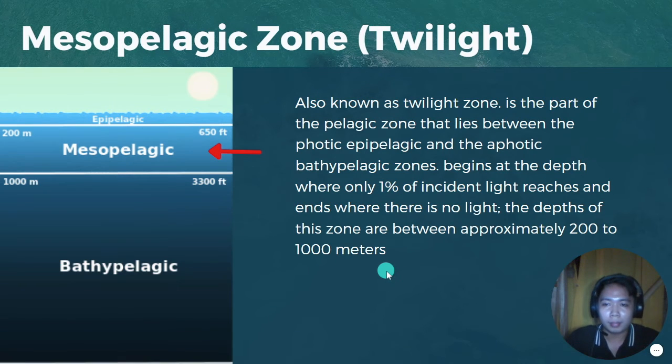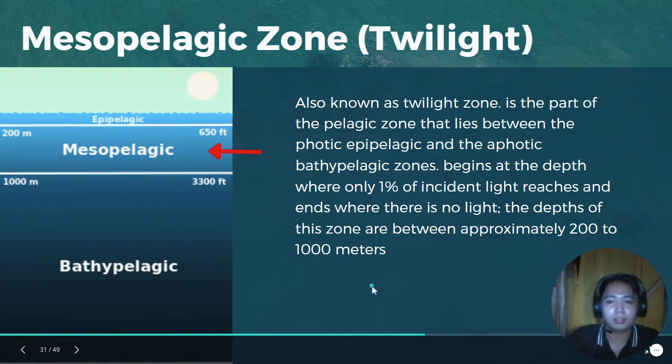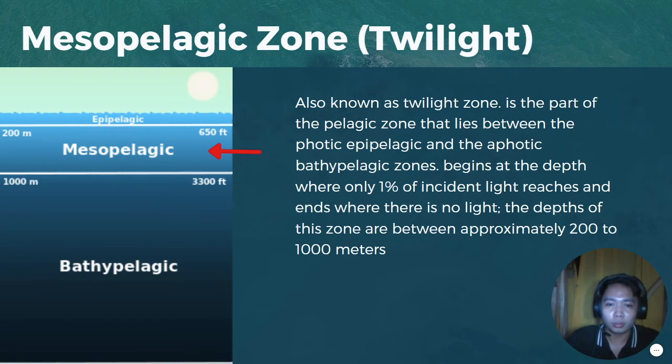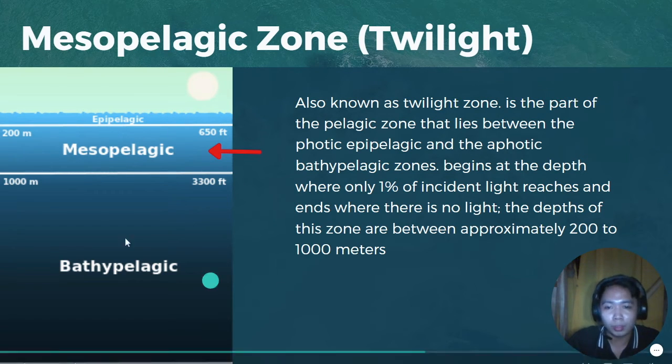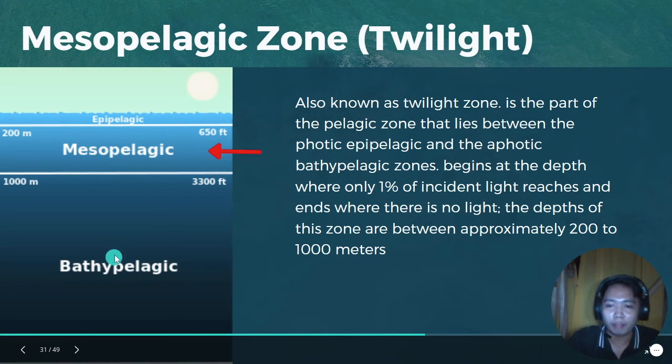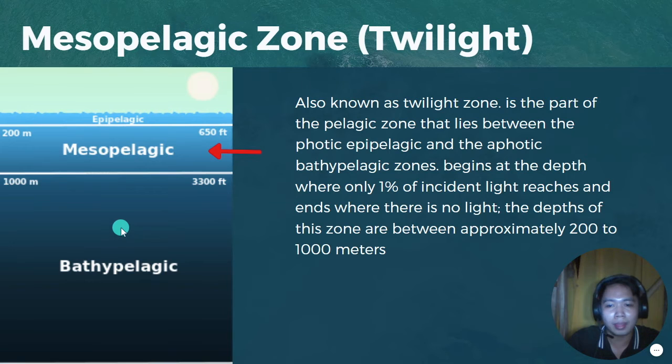So ang next zone is the mesopelagic zone, aka twilight. So gitawag po ni siya nga twilight zone. It is part of the pelagic zone that lies between the photic epipelagic zone and the aphotic bathypelagic zones, begins at a depth where only 1% of incident light reaches and ends where there is no light. The depth of these zones are between approximately 200 to 1,000 meters. So unlike the epipelagic zone, kaning mesopelagic zone naa ya po siya light pero gamay ra siya. Like twilight. Imagine mo sa light sa twilight.